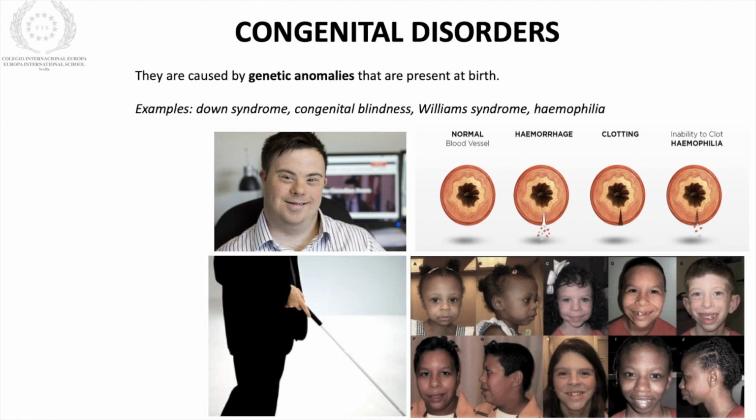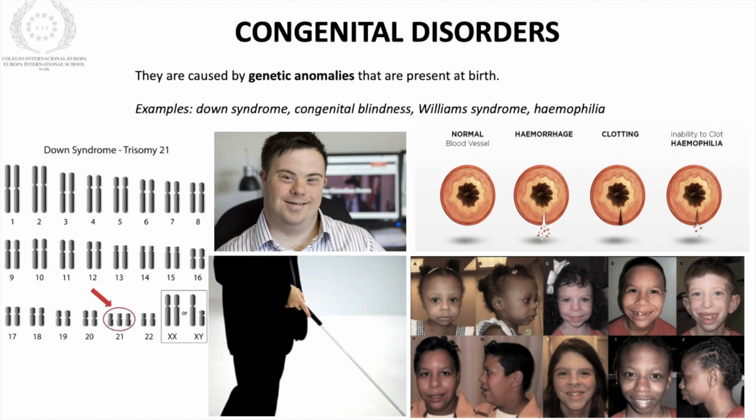Here we have different examples, okay, the Down syndrome, that is the trisomy 21, okay, we have 23 pairs of chromosomes in our DNA, okay, and if in the pair 21 we have, instead of 2, 3, okay, this is the cause of the Down syndrome.